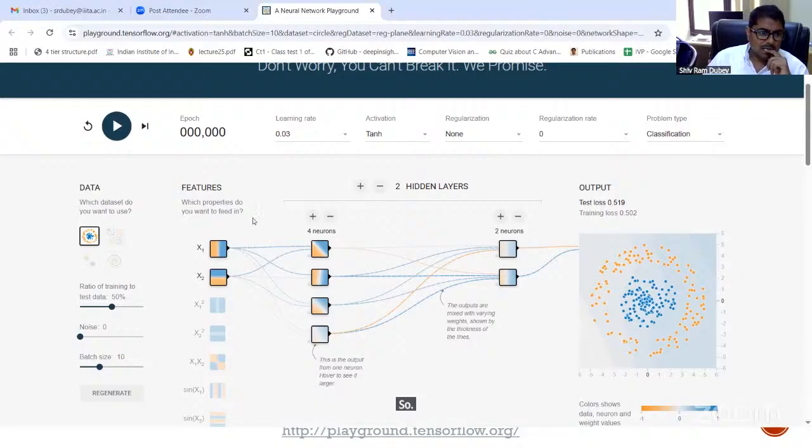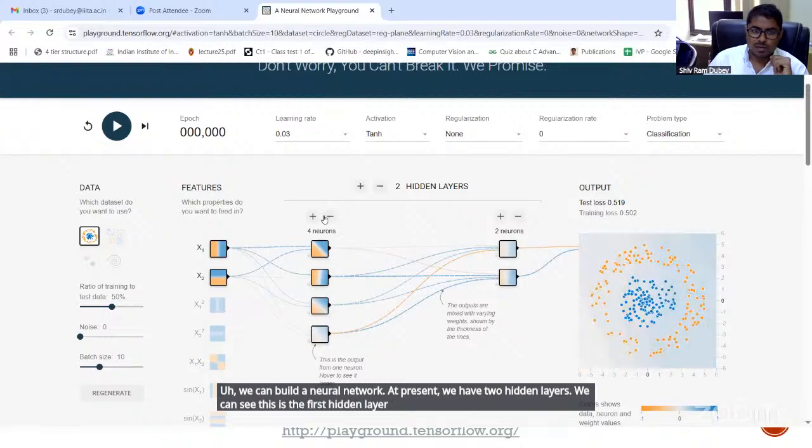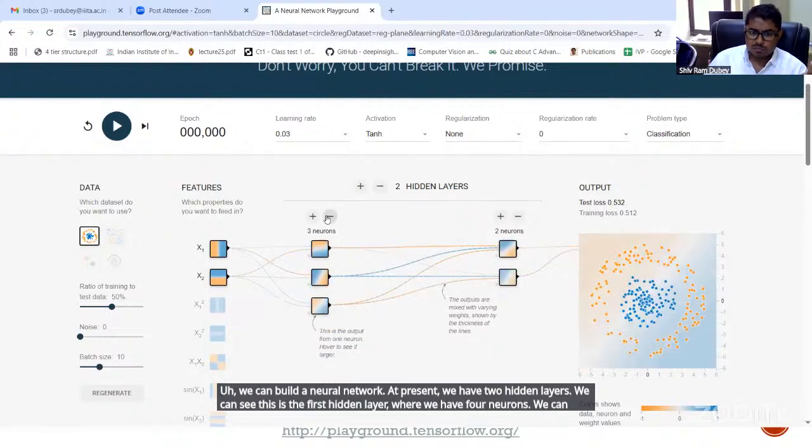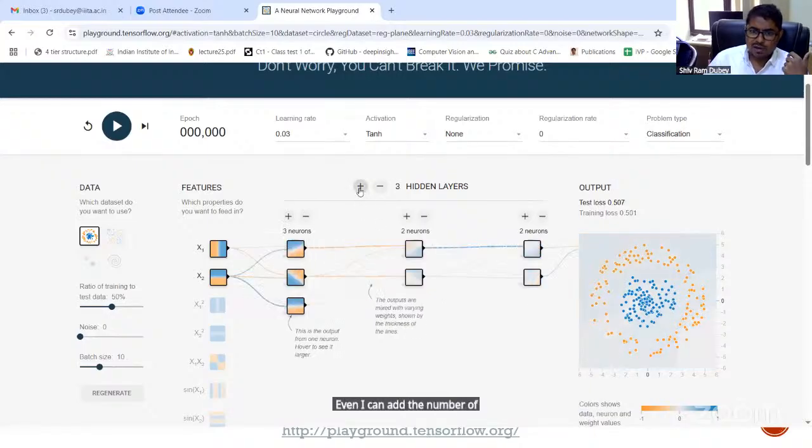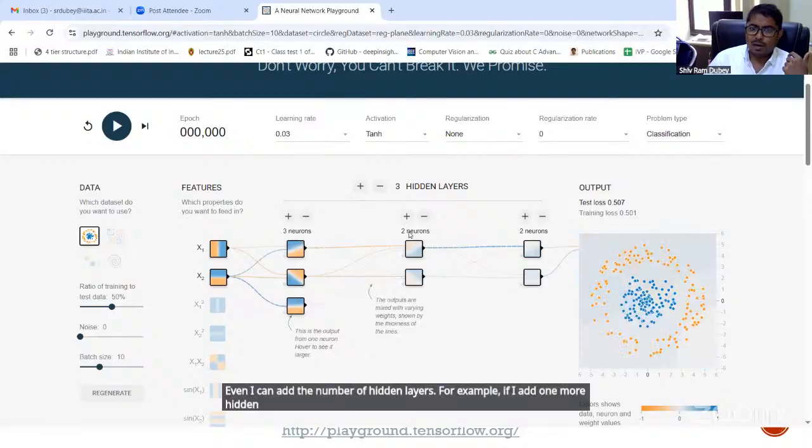So now if you see here, we can build a neural network. At present, we have two hidden layers. This is the first hidden layer where we have 4 neurons. If we want, we can reduce them. For example, I just reduced to 3 neurons. And this one is having 2 neurons. This is the second hidden layer, and this is the output layer. I can even add to the number of hidden layers. For example, if I add one more hidden layer, now we have 3 hidden layers.